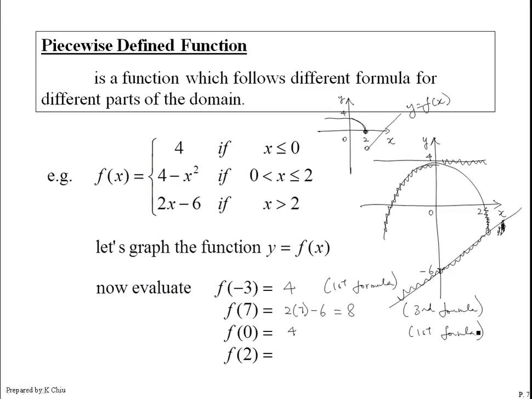How about the last one, f of 2? X is equal to 2. So which formula should we use? That is the second formula, right? Because x is equal to 2. So we got 4 minus 2 squared. So that would give you 0.